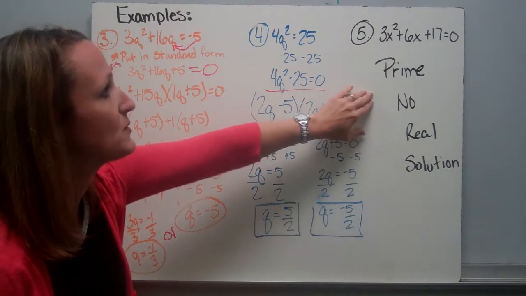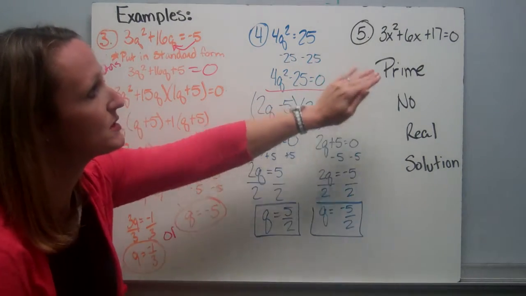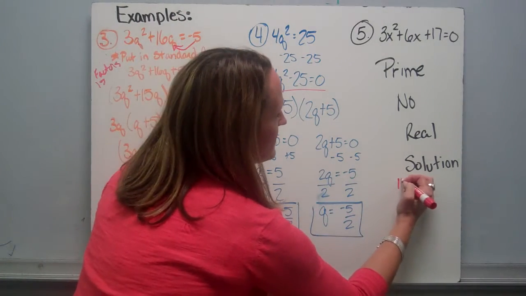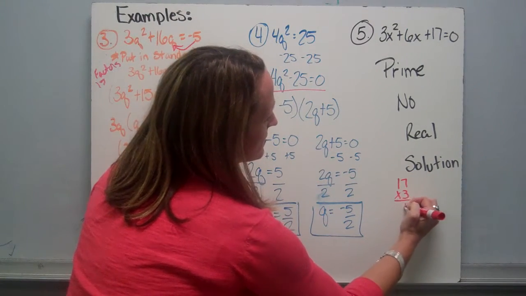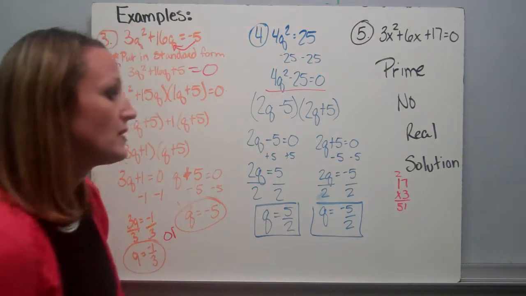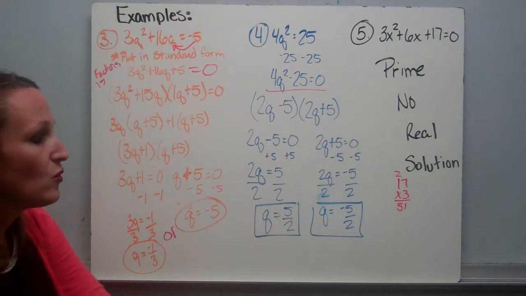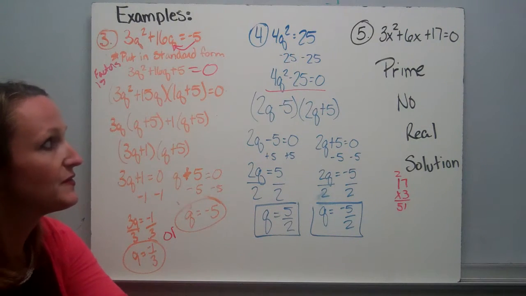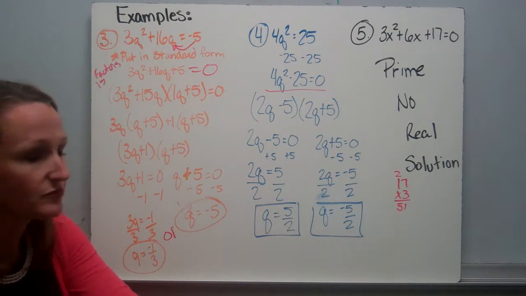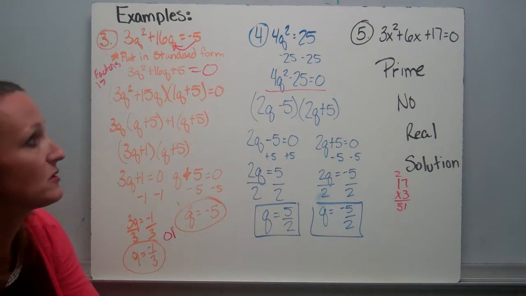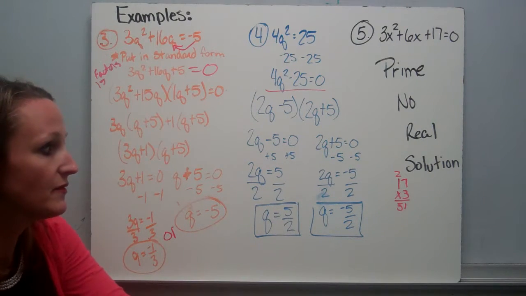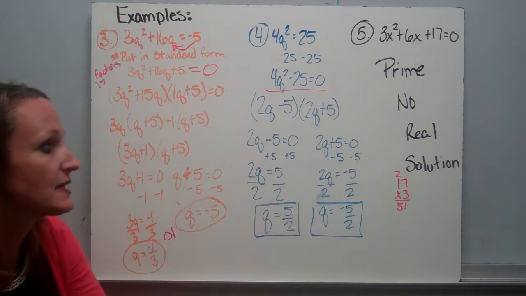Okay, so what about this one? I know you can see what the answer is, but let's look at why. If I multiply 17 times 3, I get 51. So now I'm looking at what are my factors of 51 that add to give me 6. Well, 51 is a prime number. Well, obviously it's not a prime number because you can do 17 times 3, but there's no way to multiply and get 51 and add and get 6.